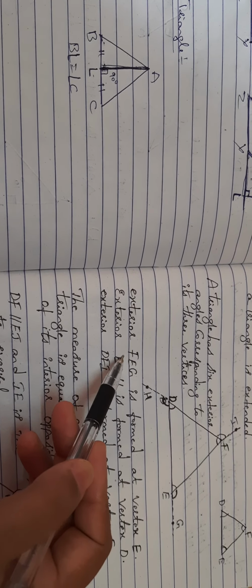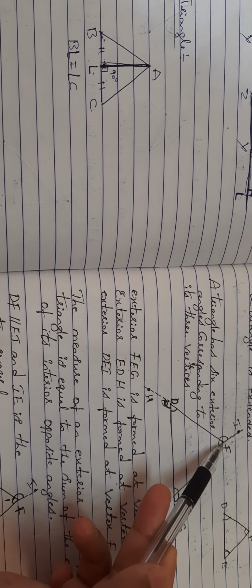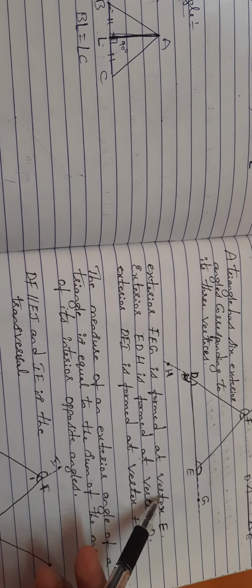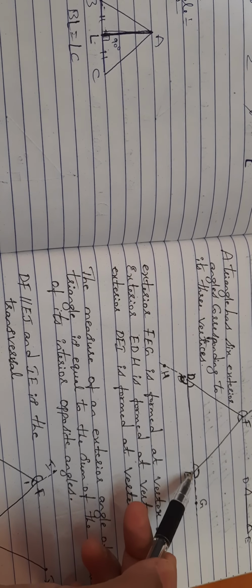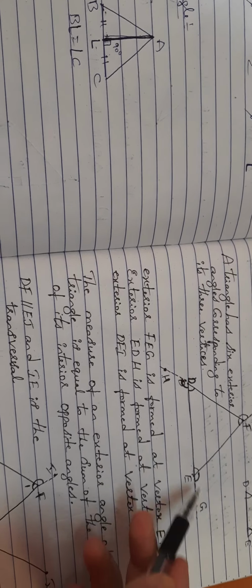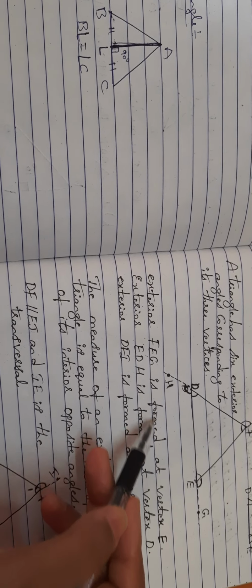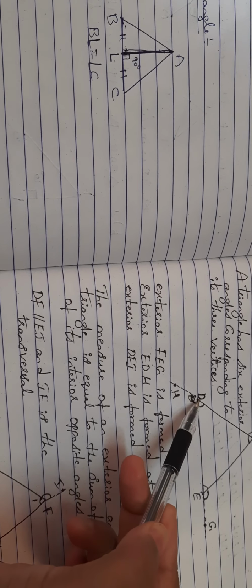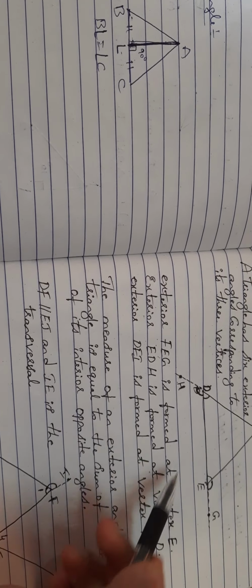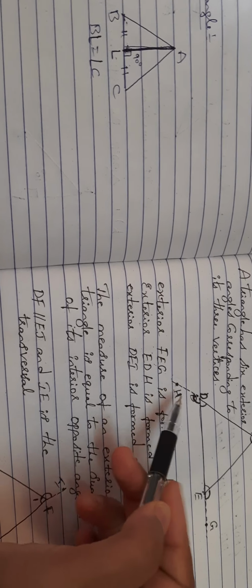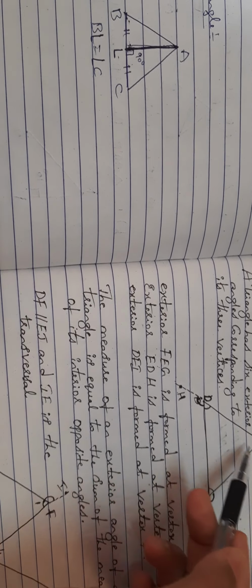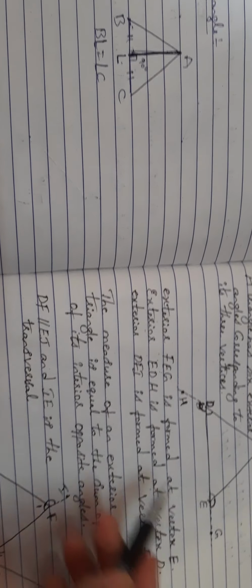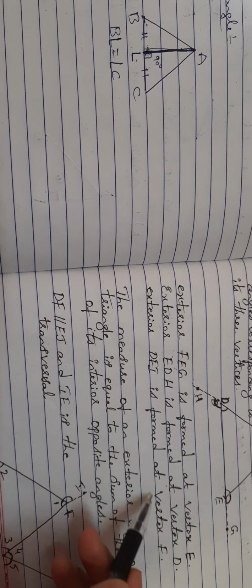Exterior FEG. FEG means what? This one we are taking. This is one triangle. FEG is formed at vertex E. From E only we have taken G. So, exterior FEG is formed at vertex E. Now you see, exterior EDH is formed at vertex D, where from D we have taken H. Similarly, exterior DFI is formed at vertex F, from F only we have taken I. So, exterior DFI is formed at vertex F.